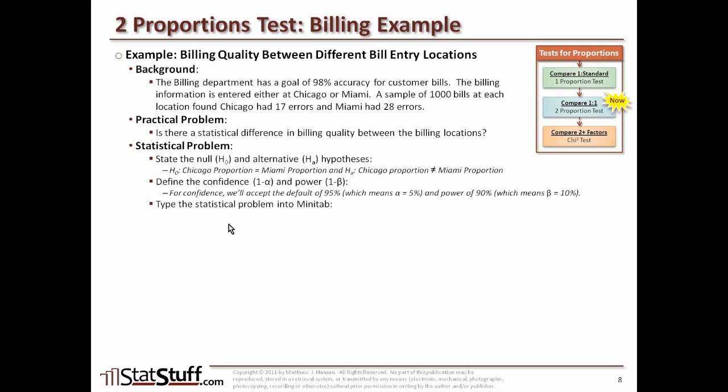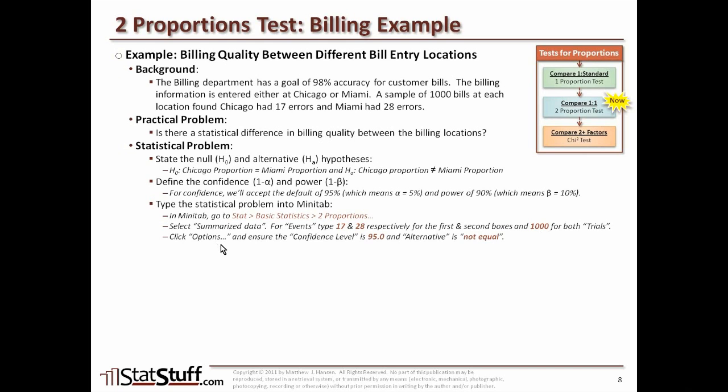For the confidence level and power levels, we're going to accept the same 95% confidence and 90% power. And then for this statistical problem that we're going to type in Minitab, we're going to go again to the Stat menu, select Basic Statistics, and select the Two Proportions option. Under the Summarized data option, under the Events column, we're going to enter 17 and 28 respectively, and then for the Trials column we're going to type in 1,000 because there are 1,000 samples taken at each location, or 1,000 trials that were run at each location.